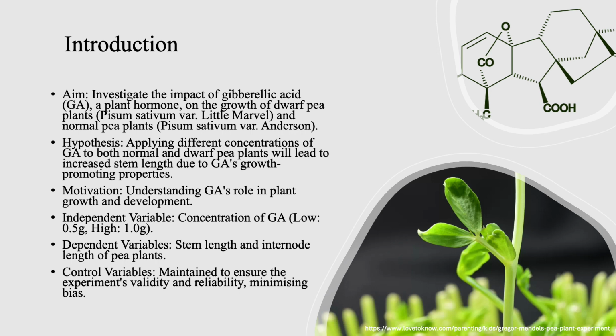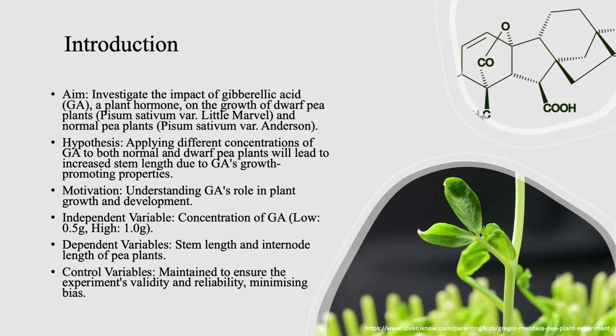The aim of our research project was to investigate the influence of gibberellic acid, aka GA, which is a hormone found in plants, on the growth of normal and dwarf pea plants. We worked with the same species, Pisum sativum, and two varieties: Little Marvel, the dwarf, and Anderson, which is the normal pea plant. The experiment is motivated by understanding that gibberellic acid plays a crucial role in plant growth and development.